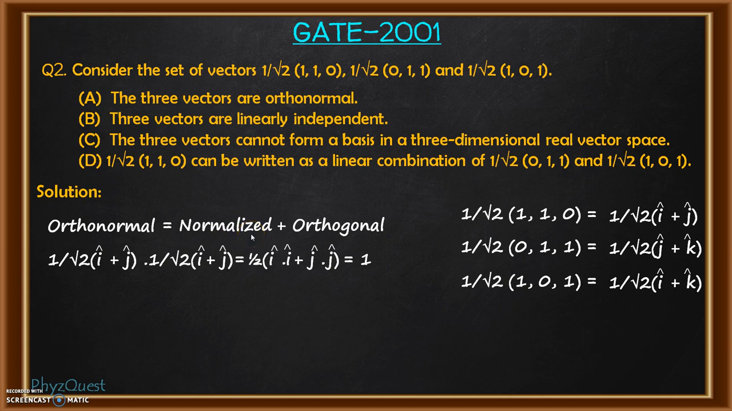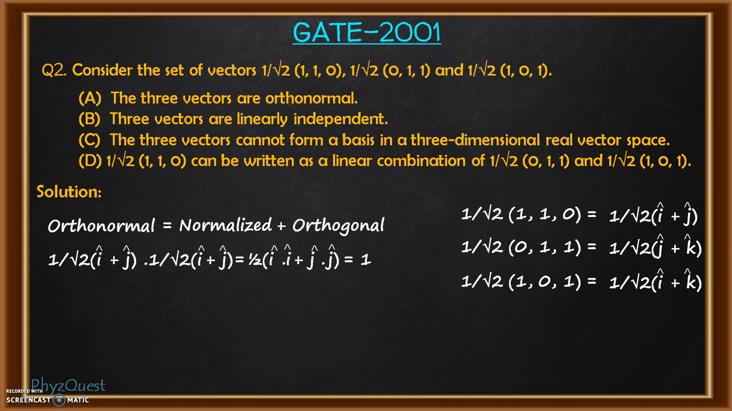Now let's talk about the orthogonal condition. The orthogonal condition means that when the dot product of any one of the 3 vectors is taken with any other vector, then the answer it will produce is 0.